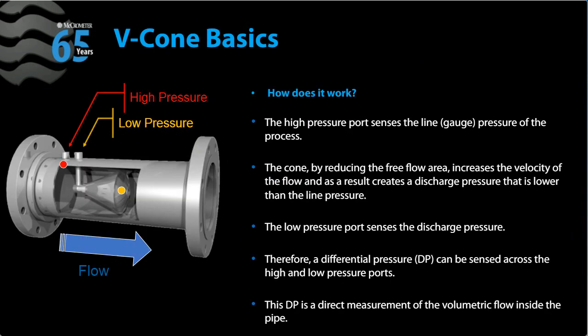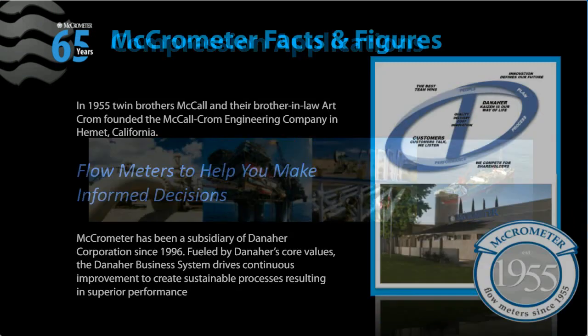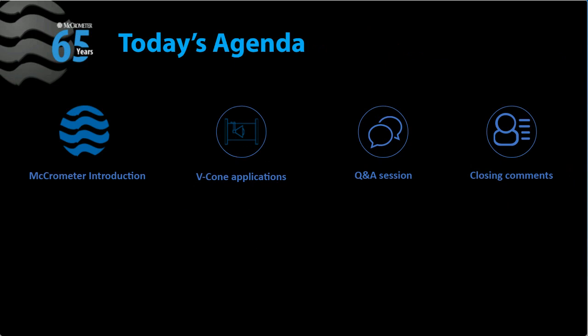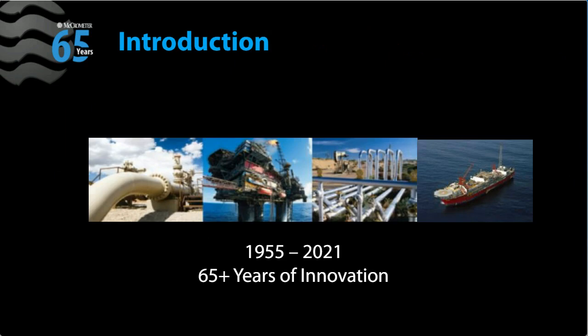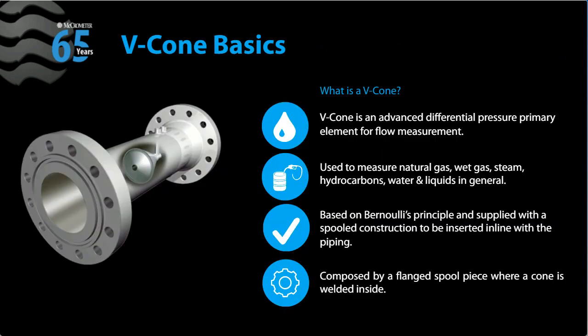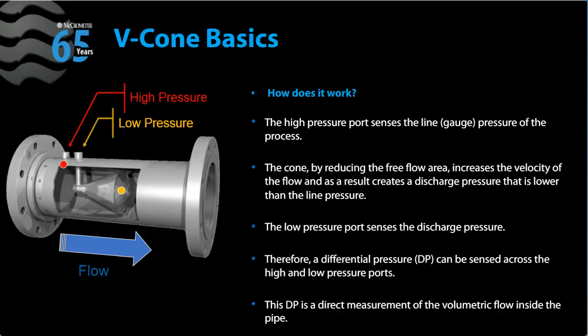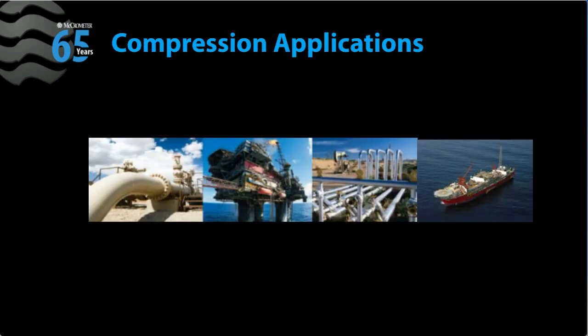And V-Cone basics. So what is a V-Cone? V-Cone is an advanced differential pressure primary element flow meter, and it's used to measure natural gas, wet gas, steam, hydrocarbons, and liquids in general. It's based on Bernoulli's principle, and it's supplied with a spooled construction to be inserted in line with the piping. It's composed of a flanged spool piece where a cone is welded inside.